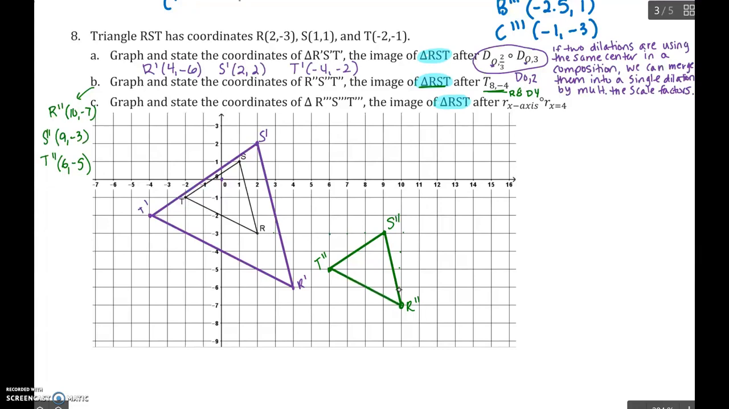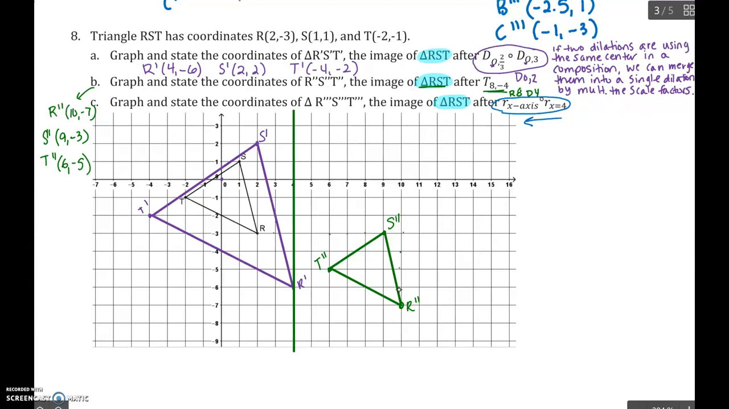Notice this one was a rigid motion, that's why it was the same size as the original, versus the purple one, A. And then finally for C, we are going to do 2 different reflections working right to left. First, we're going to reflect over the line x equals 4. So I'm going to graph that line in green here. Now remember, we're starting with RST, the original.